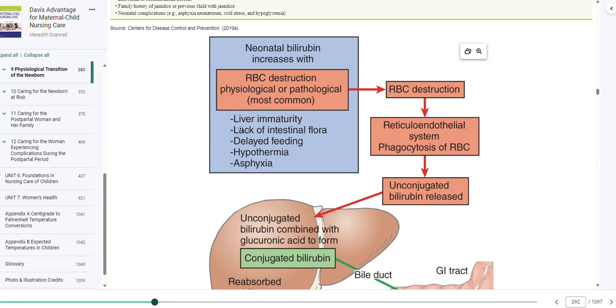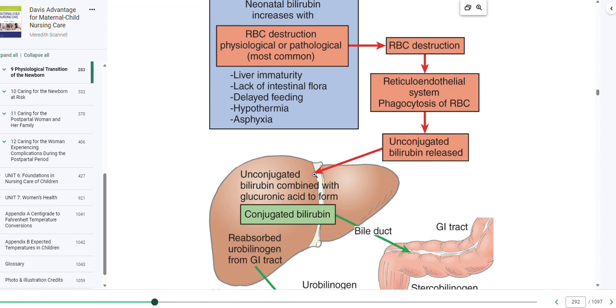And it increases with asphyxia, hypothermia. You remember how we talked about, can hypothermia play a role in jaundice? Absolutely. And this is what happens, okay? So unconjugated bilirubin is released, and it's combined with the glucuronic acid to form conjugated bilirubin.